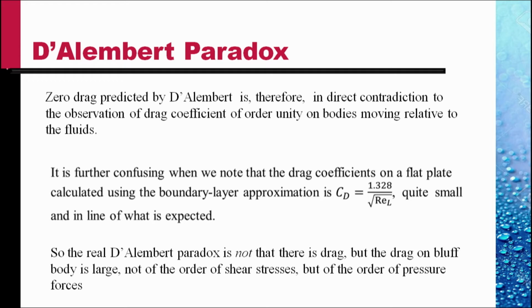It is further confusing when we note that the drag coefficient on a flat plate derived with the boundary layer approximation is about 1.328 divided by the square root of Reynolds number, which again is quite small and in line with what is expected because of the approximation. So, the real D'Alembert paradox is not that there is a drag, but that the drag on a bluff body is large, not of the order of shear stresses, but of the order of pressure forces.